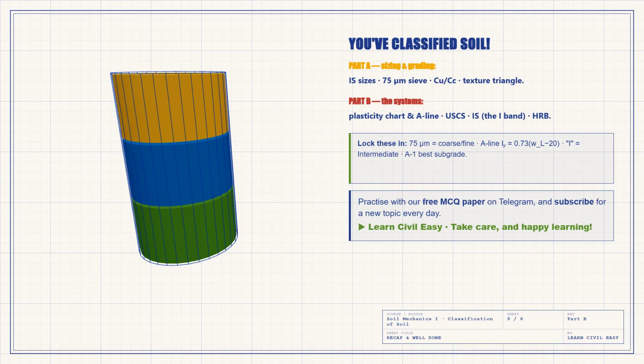Lock these 4 gems into memory. 75 microns is the coarse fine boundary. The A line is the plasticity index equals 0.73 times the liquid limit minus 20. The I stands for intermediate, and A1 is the best subgrade.